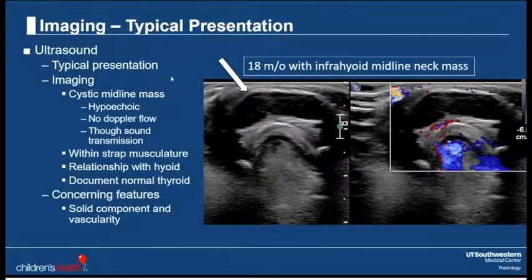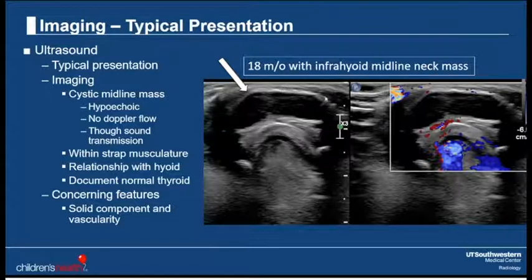Ultrasound is used for a typical presentation. It's usually a cystic midline mass that's hypoechoic, although can have increased echoes within it. No Doppler flow, through sound transmission is usually demonstrated. It's within the strap musculature. It's usually related to the hyoid bone, and we always want to document normal thyroid. Concerning features include a solid component or increased vascularity.